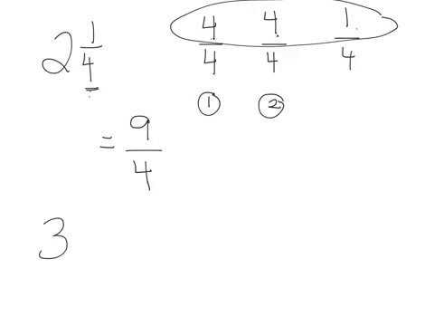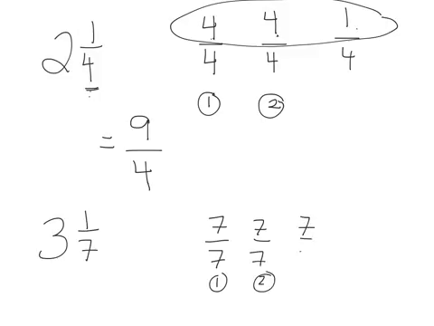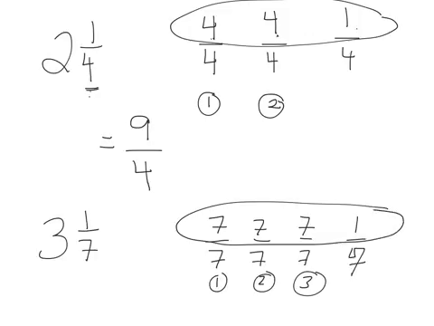If I had 3 and 1/7, I'm going to have 7 over 7 as 1 whole, 7 over 7 as 2 wholes, 7 over 7 as 3 wholes, and that 1/7 remaining. So I know this is going to be 7 plus 7 plus 7 plus 1. 22 over 7.